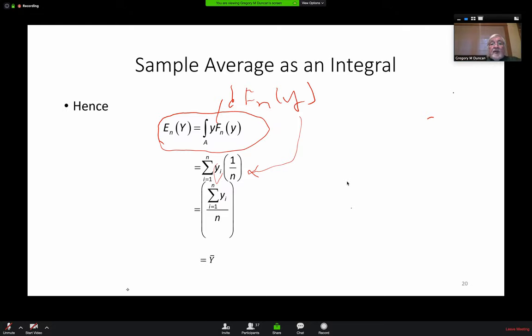And so oftentimes you will see the mean written as E_n(Y). And you'll see that throughout machine learning papers. It's just assumed that coming up through that literature, you learn that first, and then you learn the y bar later on.